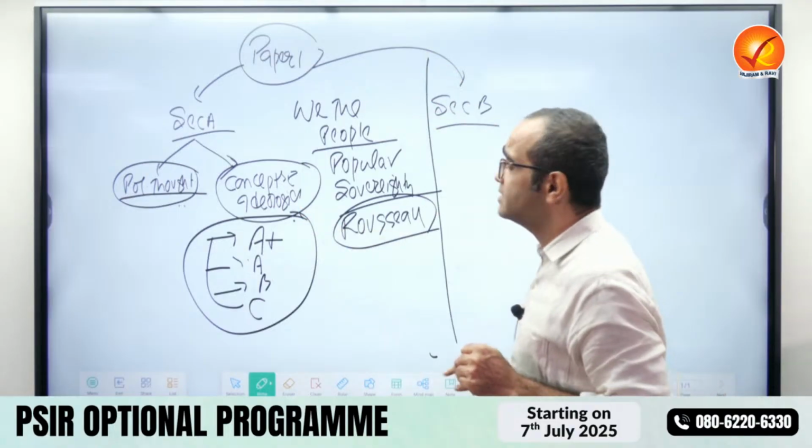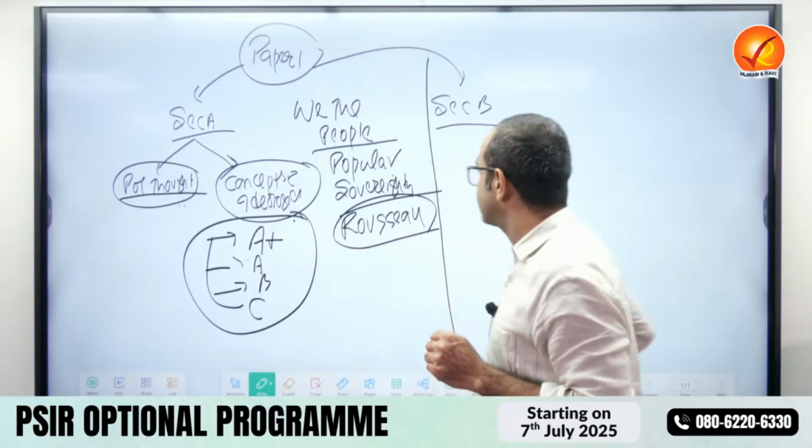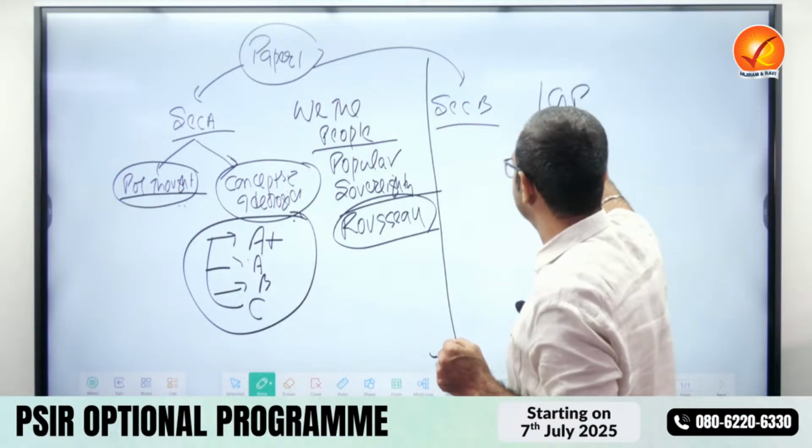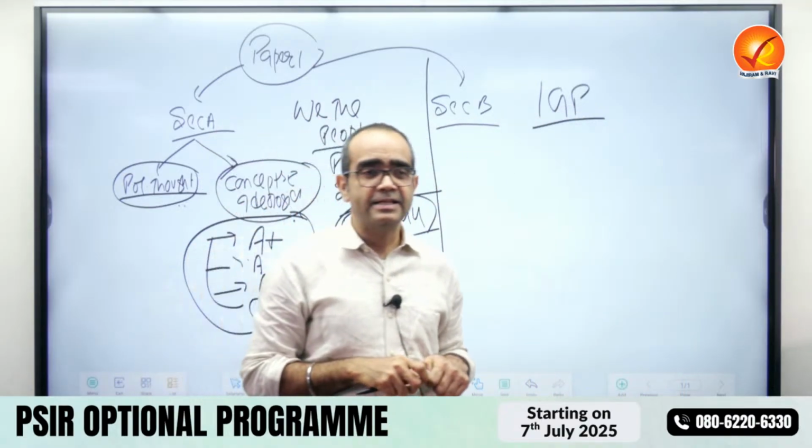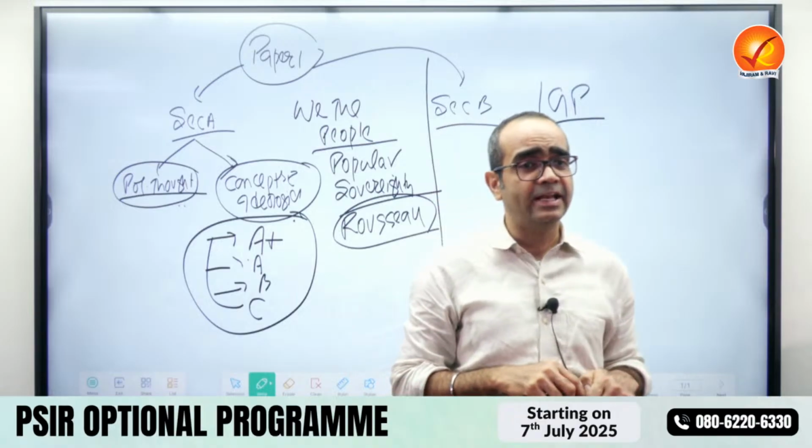Now come to section B. Section B is titled IGP. Can you see on page number 7? What is the topic? It is about Indian government and politics.